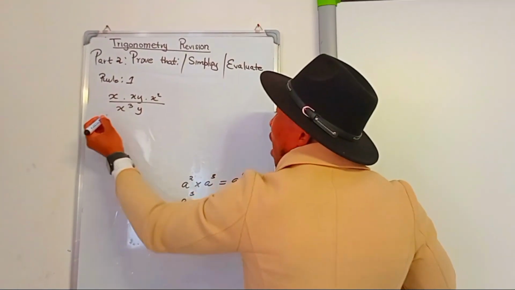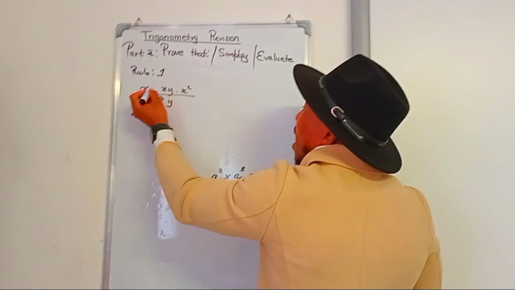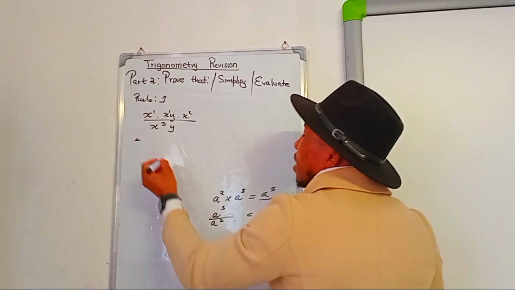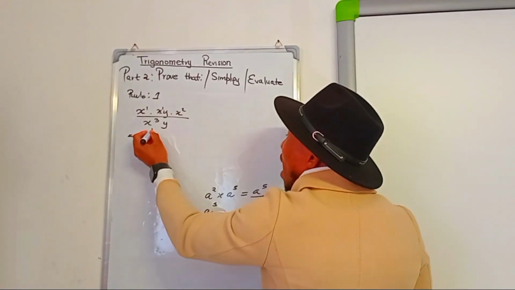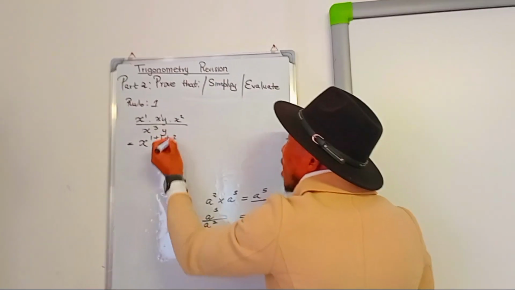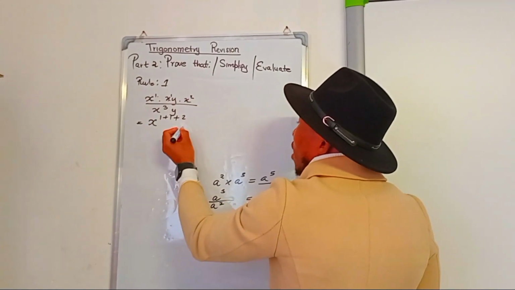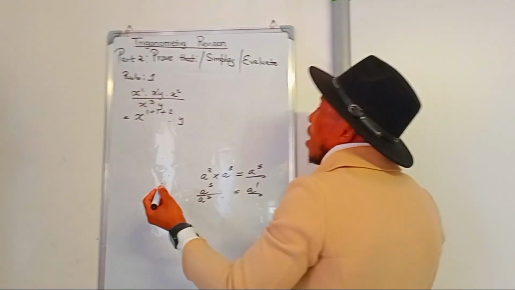Let's go. Then here, what you're going to do, we have x and x. These are the bases. They just have the exponent, which is 1. Then you take only one x, then you add the exponents. Therefore, 1 plus 1 plus 2 equals 4.